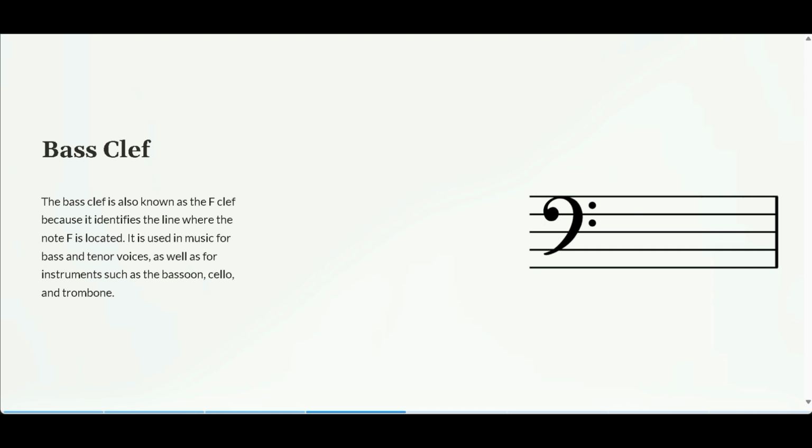So this is used for the bass notes, and the bassoon, cello, trombone, bass voices, tenor voice, and even the bass part of the piano. We use it to write the bass parts of the piano as well.